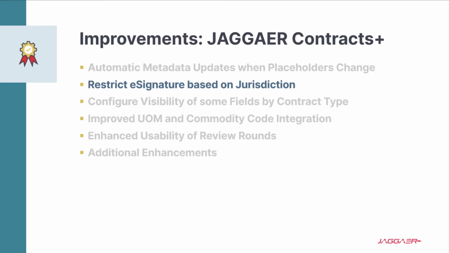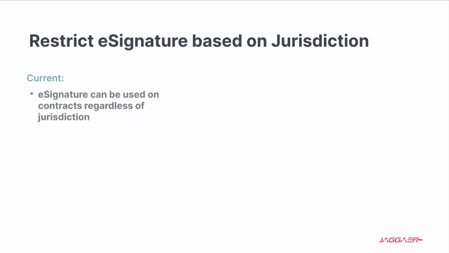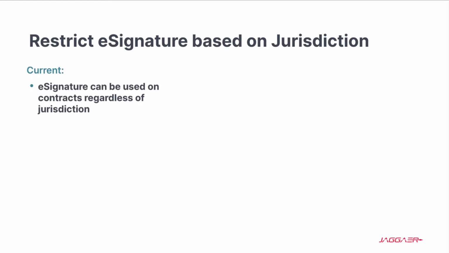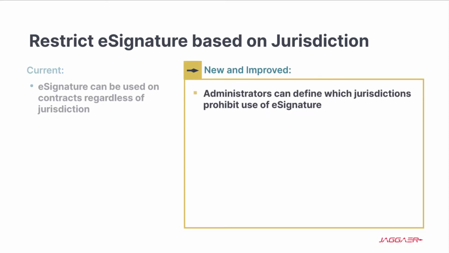Next, we will discuss the Restrict e-signature based on jurisdiction feature. Currently, if enabled in your organization, you can use e-signature on contracts regardless of the contract's jurisdiction. There are no restrictions. In 21.2, administrators can decide if and which jurisdictions should prohibit the use of electronic signature, maybe due to national or regional compliance policies or regulations.